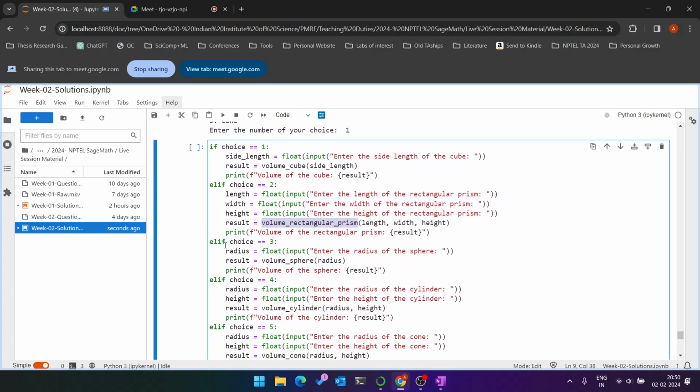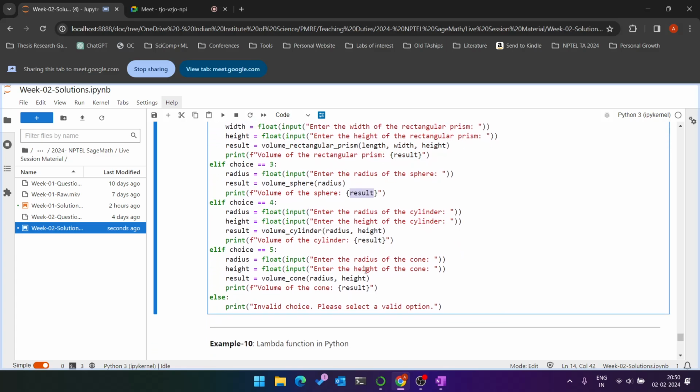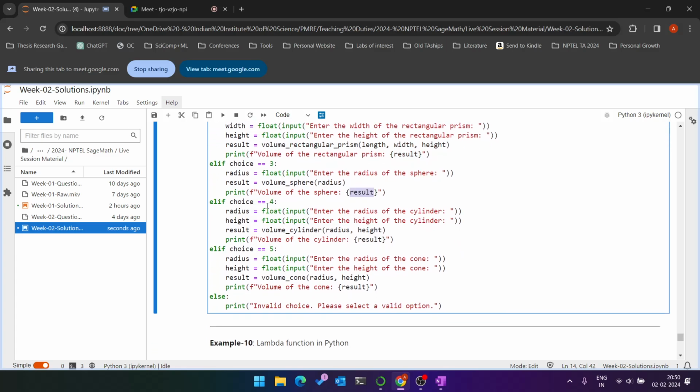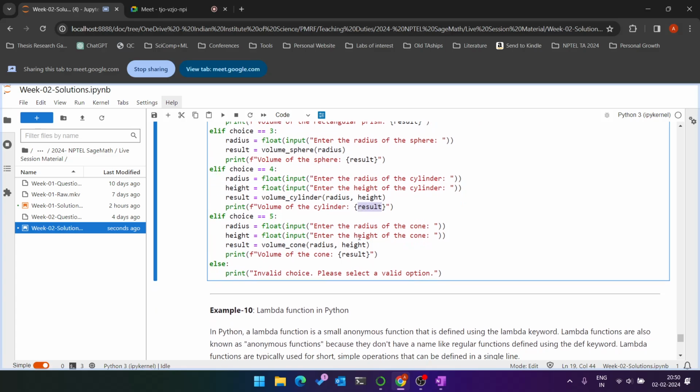If I want to calculate the volume of a sphere, only the radius is needed, which is what I ask the user. Invoke my volume sphere function to print my output. If my choice is a cylinder, I need two inputs, the radius and height of the cylinder. Invoke my volume cylinder function and print the volume of the cylinder.